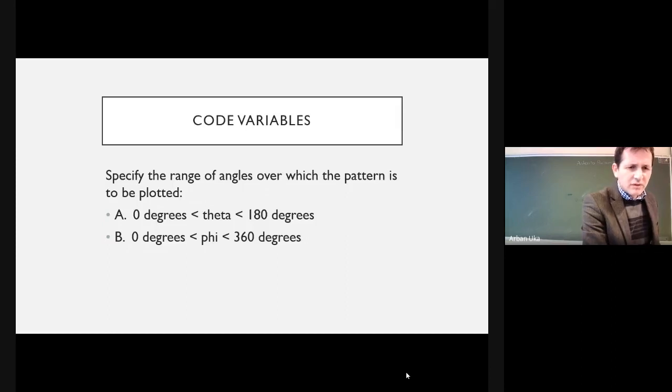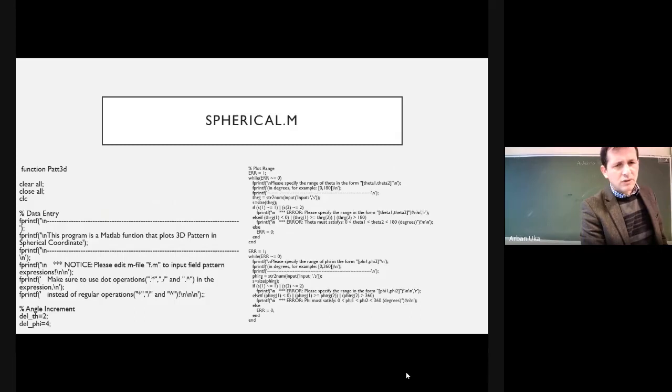Okay, the variables that we are generally going to change will be the angle theta, which is the angle measured with respect to the z-axis, and the angle phi, which is the angle on the xy plane with respect to the x-axis. Theta can change from 0 to 180 and phi from 0 to 360. Now, this is the code that you can use. From here, you can notice that you can change the angle increments, how much you're going to change the subsequent angles theta and phi.